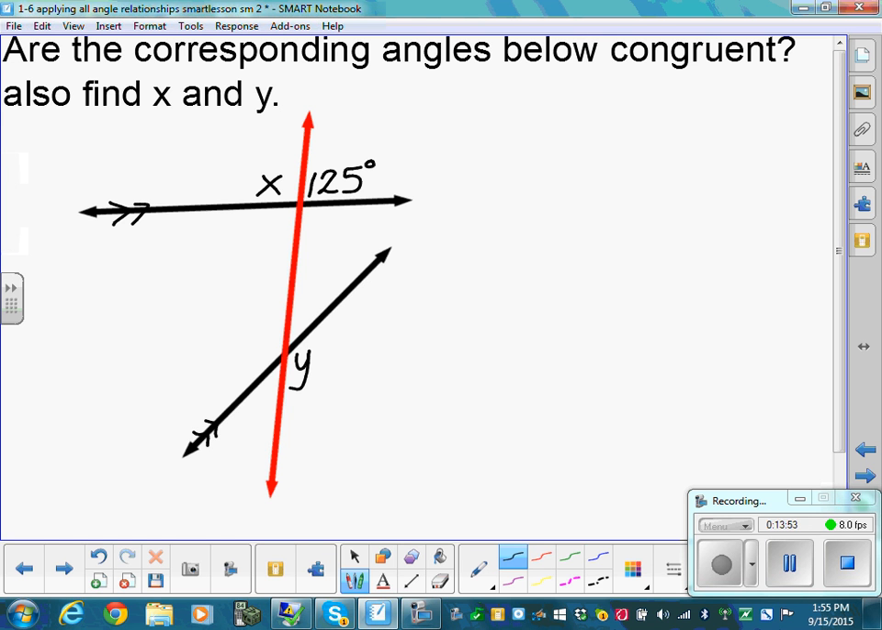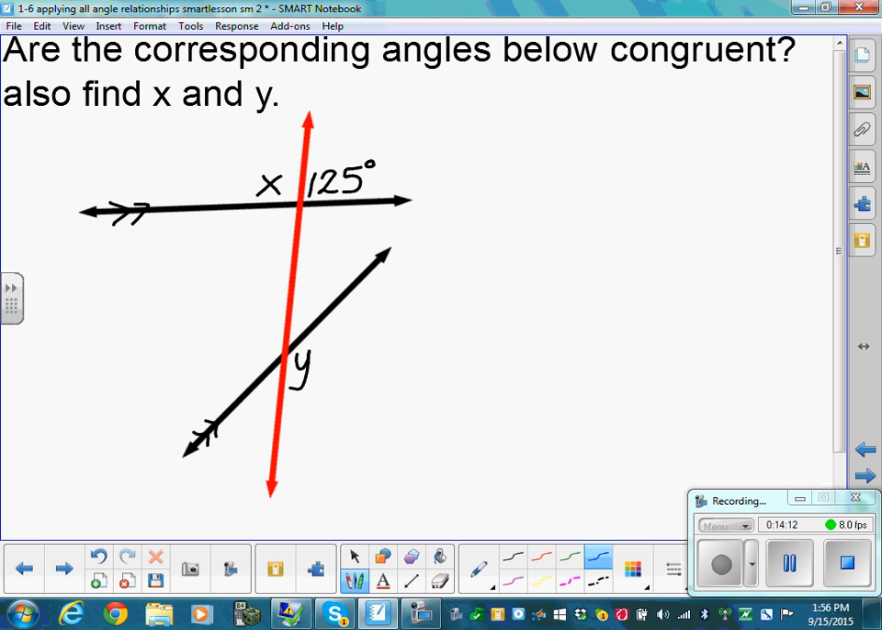All right. So looking at this, guys, what's x? X is 55. How'd you get that? Because 125 is vertical to the one. No, it's a straight line.